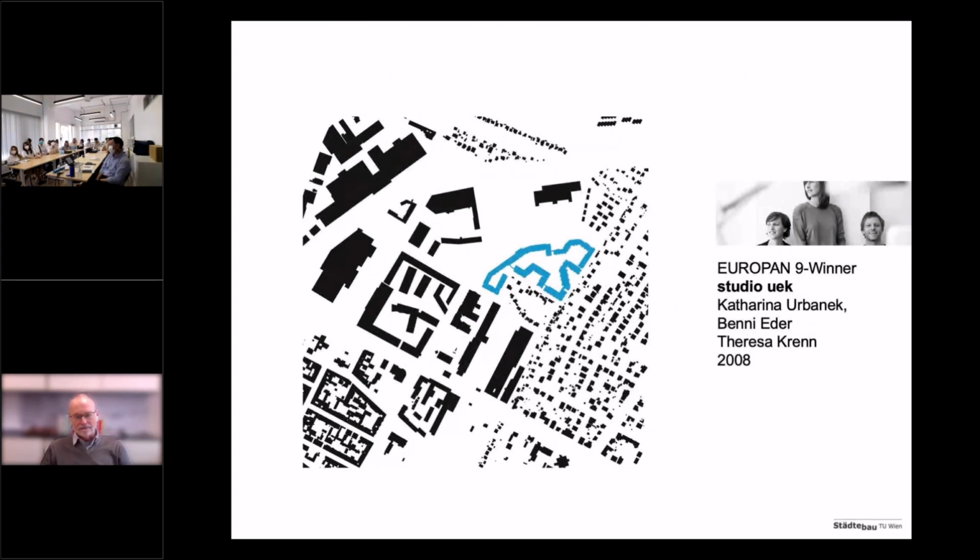Besides that, Vienna also participates in Europan competitions. Europan is a European-wide setup of competitions where cities can offer some sites for young architects. This is, I think, limited to the age of 35, if I'm not totally wrong, or 40. You have to be younger than that.